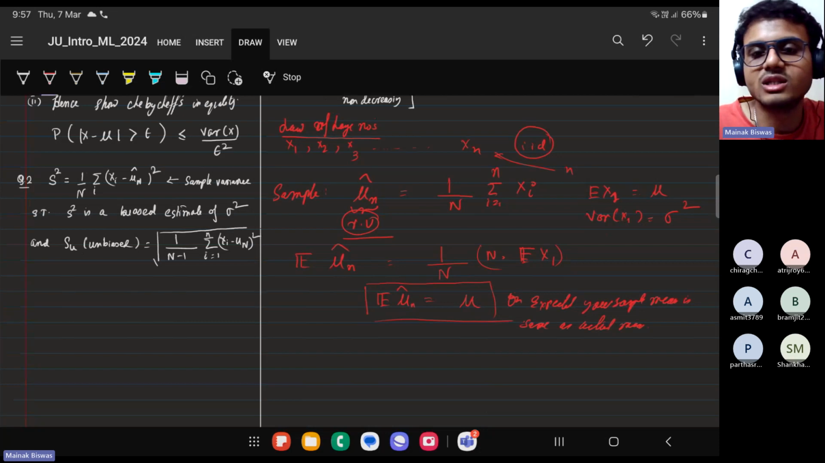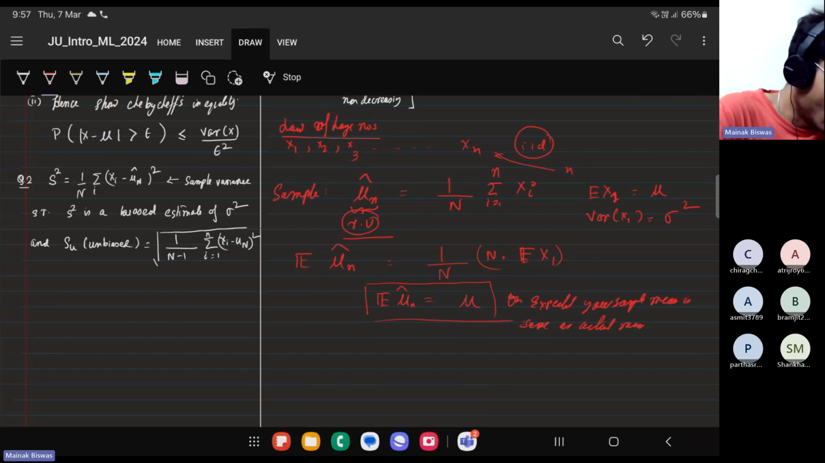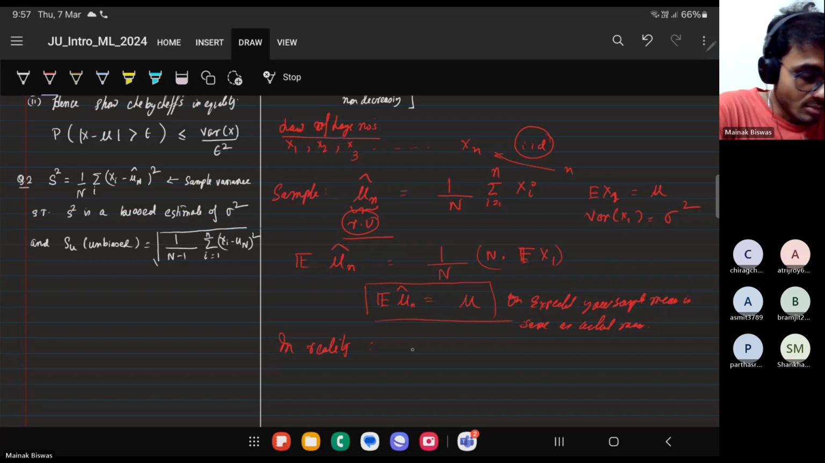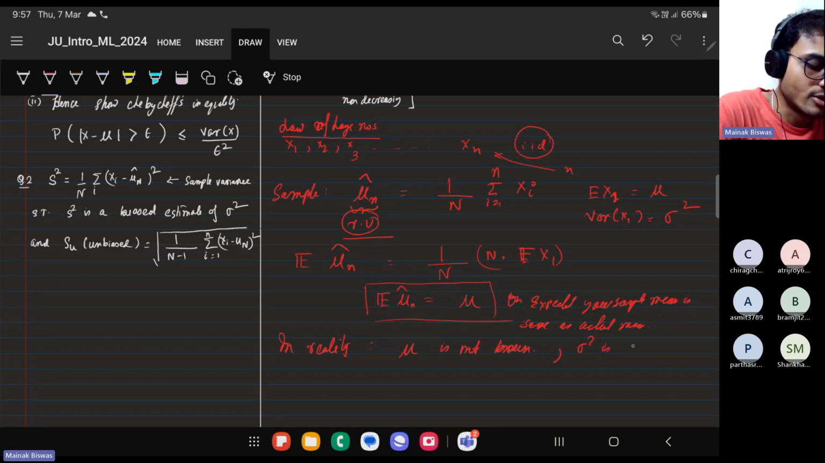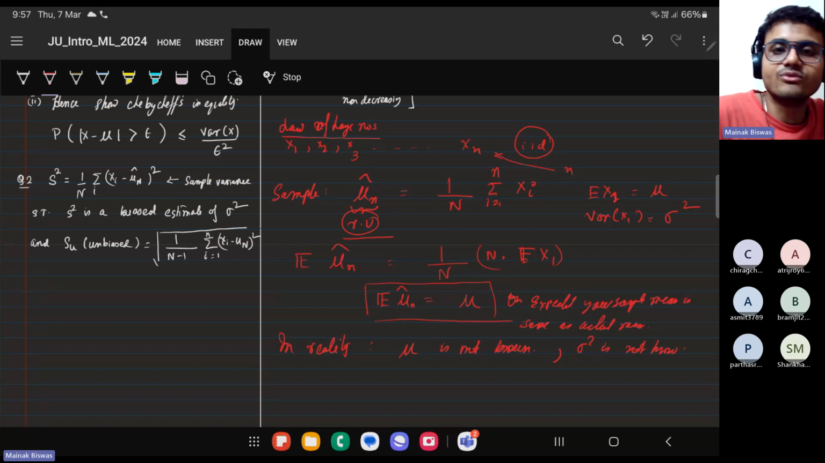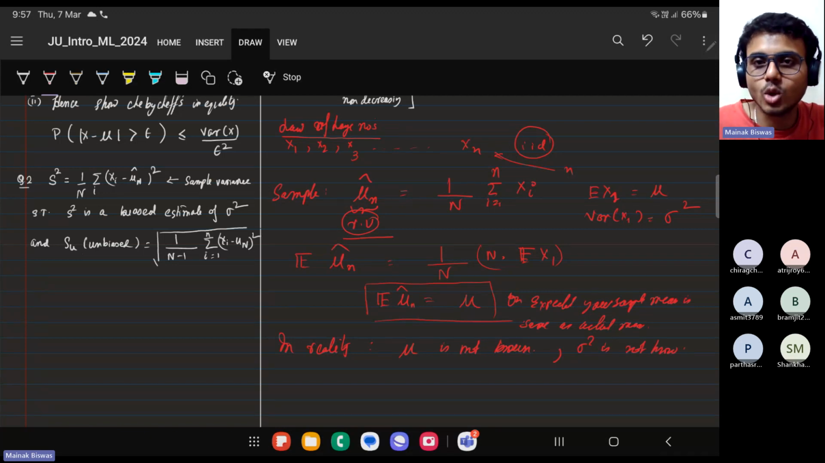So think of coin tosses. In reality, what is not known to you? Mu is not known to me. Sigma squared is not known. None of these are known to me. So if I am telling you, what is the probability of a head of a coin, how will you tell me? What experiment will you do to say a coin is biased or unbiased?